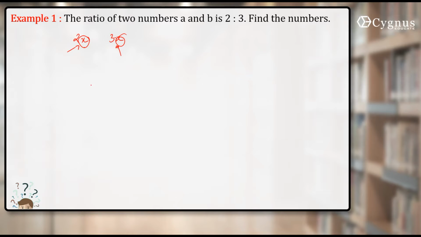The ratio of two numbers is 2 to 3. They can be 2 and 3, or 20 and 30, or 4 and 6. You might get infinite such possible cases. So the answer becomes cannot be determined.